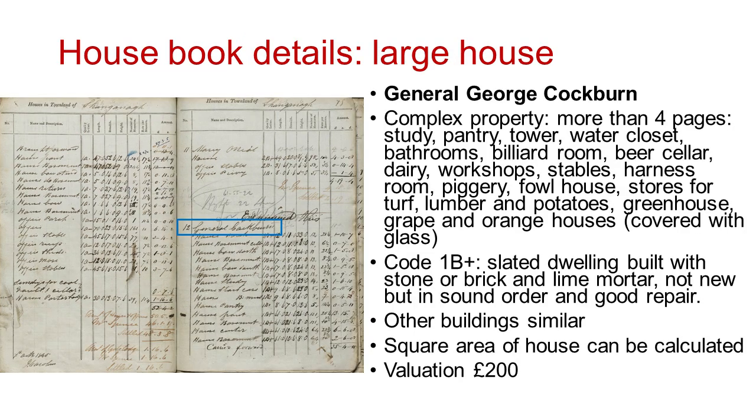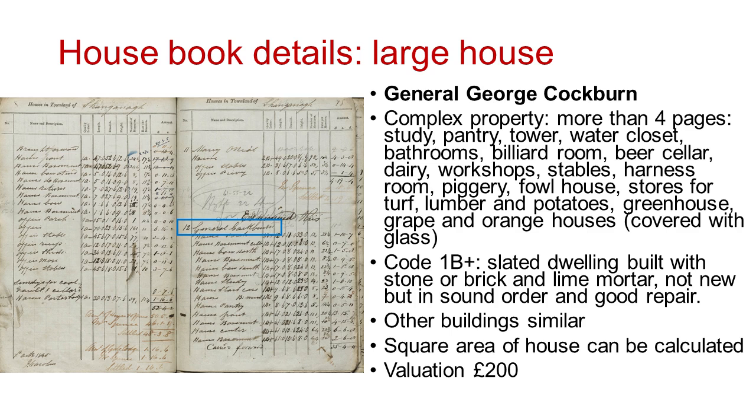Now this is a large house, General Coburn's. Now this is quite an extraordinary one. It was a very complex property. There are 4 entire pages of details of General Coburn's house. General Coburn's house was Shanganagh Castle, which I think still exists, no? Yes. Yeah. And it was a complex property.